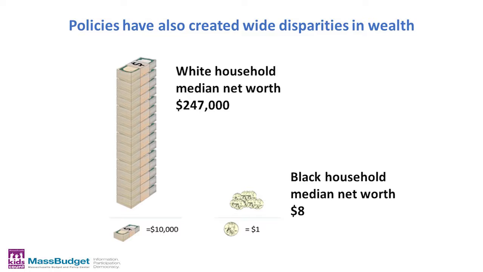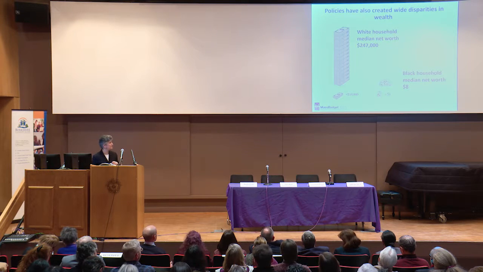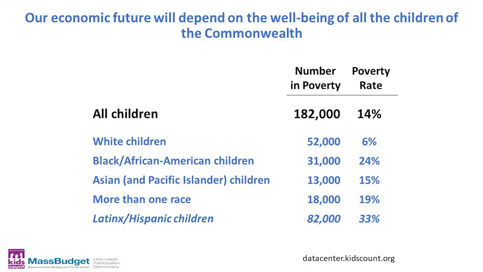There are also wide disparities in wealth. A study from the Federal Reserve Bank in Boston a couple of years ago asked: where do most people get their wealth? From their house. And if your family has been denied access to a mortgage, it's harder for you to have access to a house. And wealth gets transferred from generation to generation. So there are generational impacts of barriers to opportunity. The disparities in wealth, about $250,000 for a white household and $8 for a black household, are really significant. And disparities in income and disparities in wealth lead to poverty.